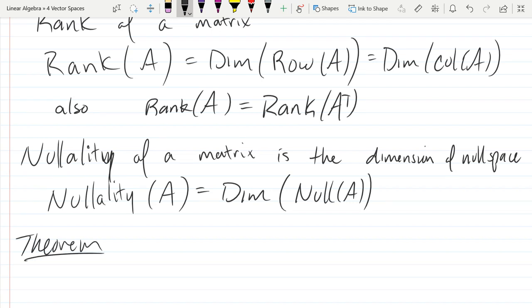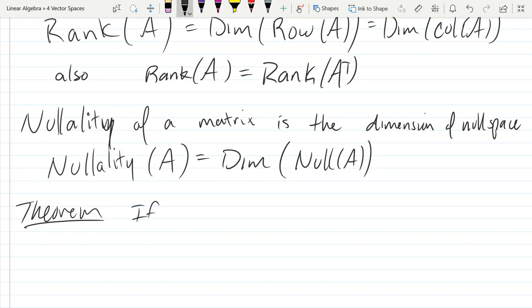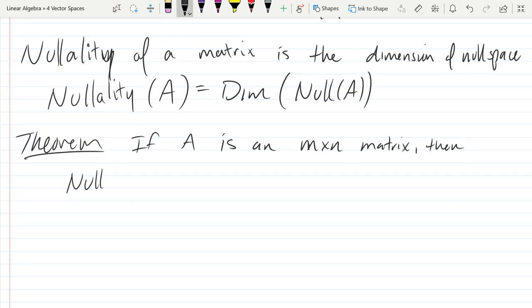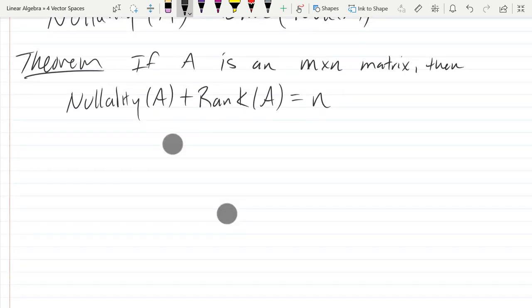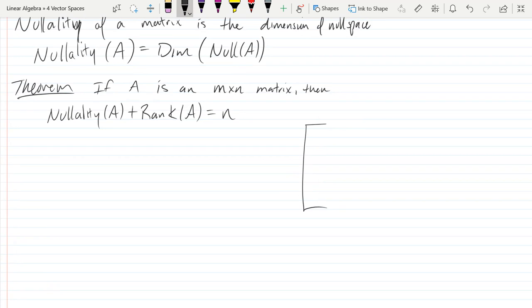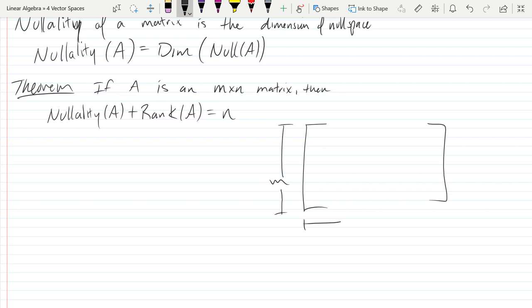And now, I was about to say our last theorem, but no. Last theorem of this page. So if A is an M by N matrix, then nullity of A plus rank of A will equal N. Now this may seem a little bit strange. What I'm going to do is write out, not an actual matrix, just M rows and N columns.